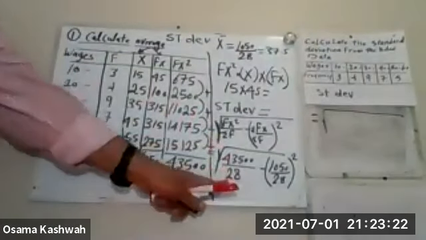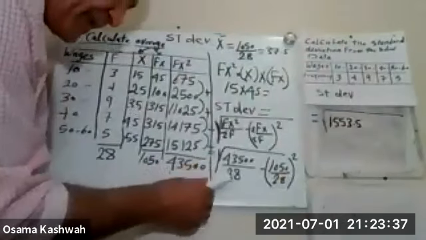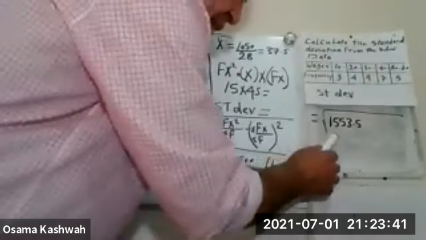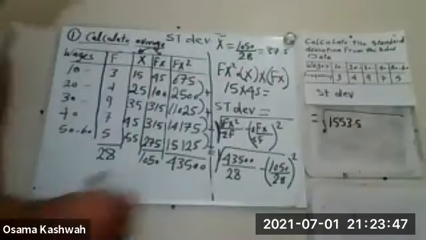43,500 divided by 28. This will give me 1553.5. When I divide 43,500 by 28, it will give me 1553.5 under the square root. Don't forget the root. We are working all under the root. Minus.